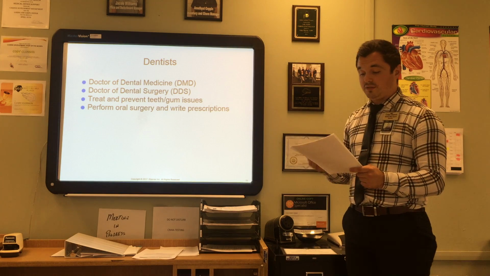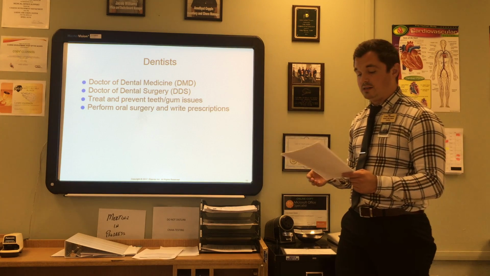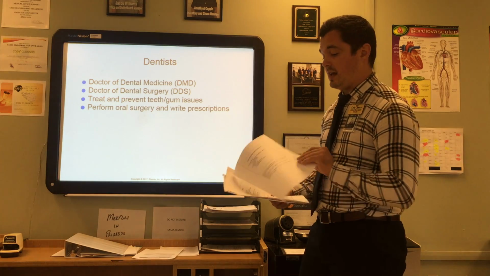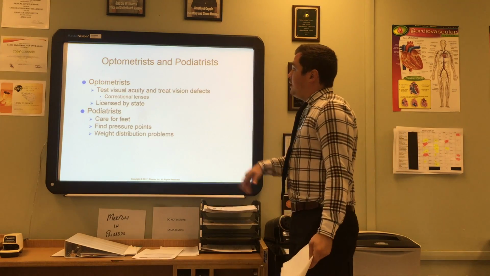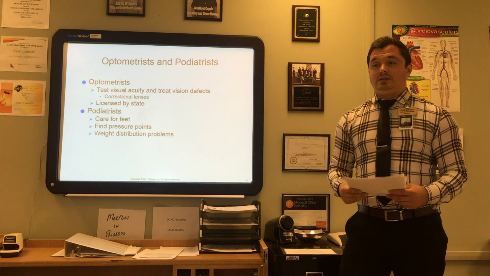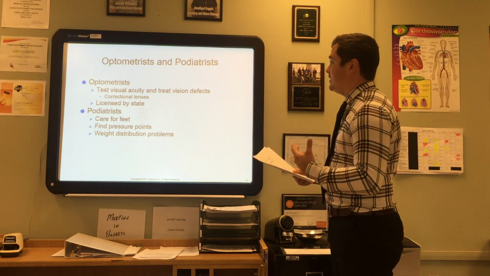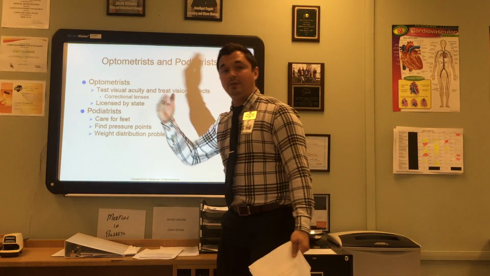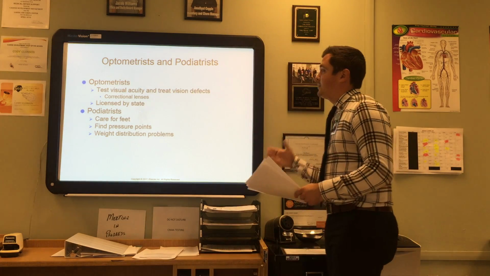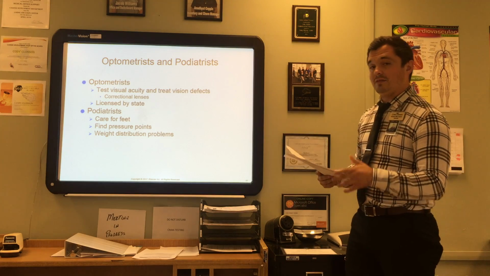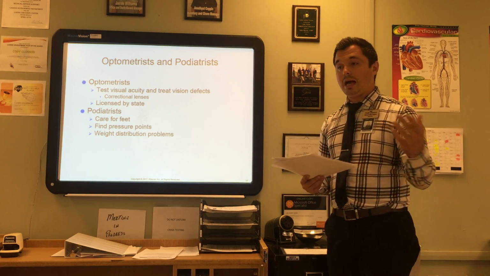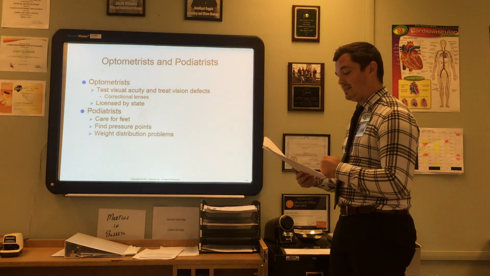So dental school usually lasts 4 years after completion of undergraduate studies, and then you have to take a state licensure exam. Okay. There's optometrists and podiatrists. Okay, so optometrists, they test the visual acuity and treat vision defects. Opt means vision or eyes. Okay, so optometrists, that's what they deal with. They often give out correctional lenses or glasses, and you have to be licensed by the state.